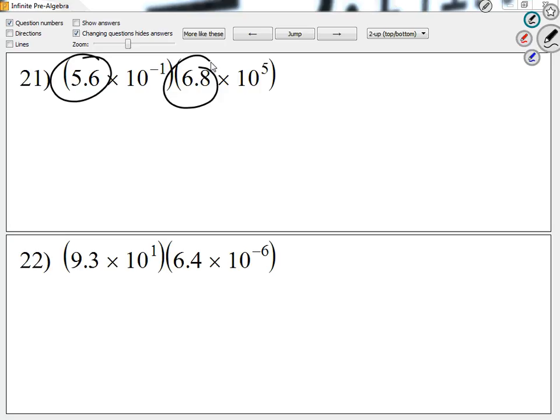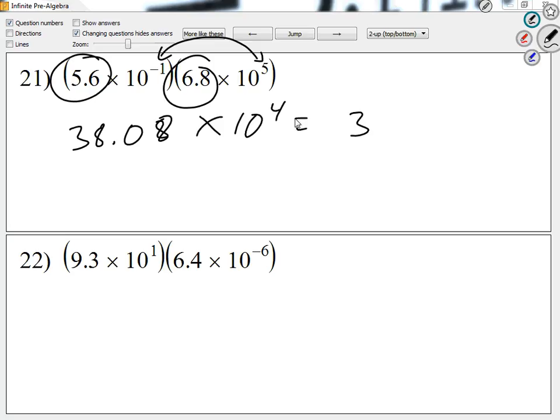What is it? 38.08. All right, so 38.08 times 10 to the 4. And the 4, I added my exponent. Right, because it was the same base, I added my exponent, so it's 4. 2 ways we can do this. One way, write the number out. Write it in standard notation.